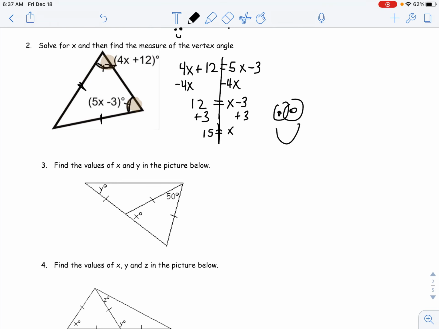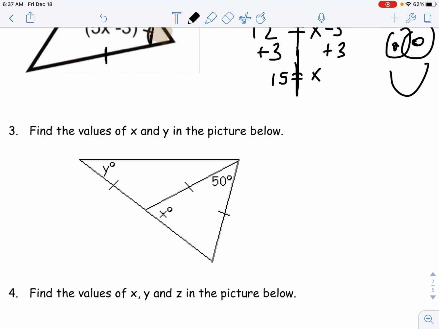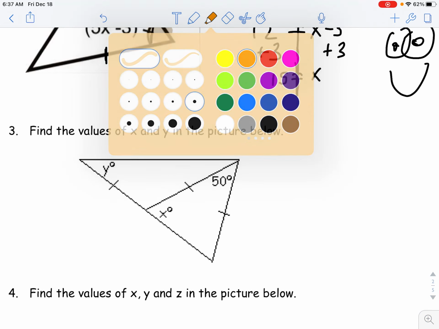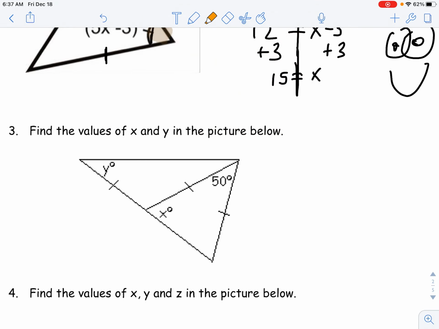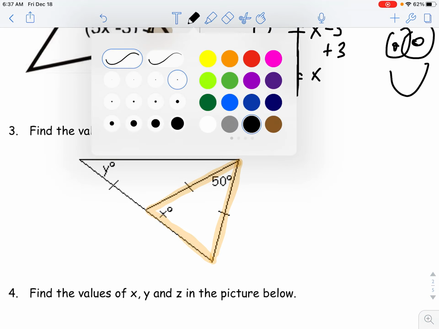All right, ooh, this problem's quirky. We've got all kinds of things going on right here. I have to find the values of x and y in the picture below. Kind of quirky. What do I do? Well, let's just focus on one triangle at a time. This triangle right here, I seem to have the most information. I know the vertex angle is 50. What else do I know about this triangle?